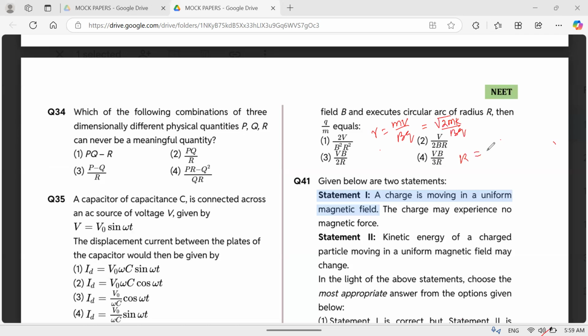So R will be equal to how much for me? Root 2 m K, where K can be in terms of your potential, divided by the magnetic field. So q by m is what is being asked right now, isn't it? Because K is equal to q into v, and v is your potential. So q by m can be written from the given formula as q by m is equal to 2 into v divided by r square into b square. This must be the answer. So which option will be matching? Option divided by r square b square. First option will be the answer. See, a direct statement based question.